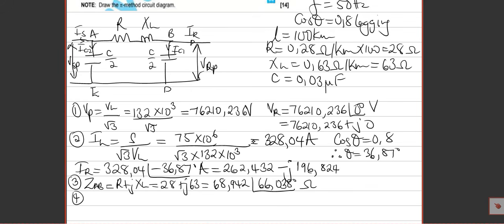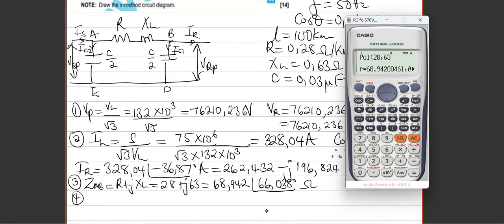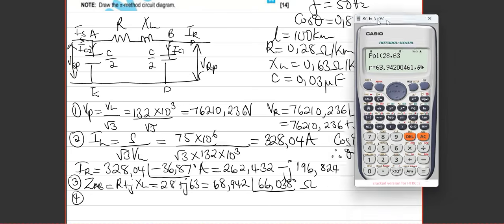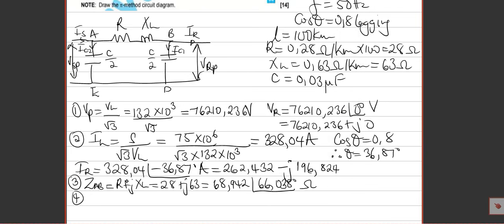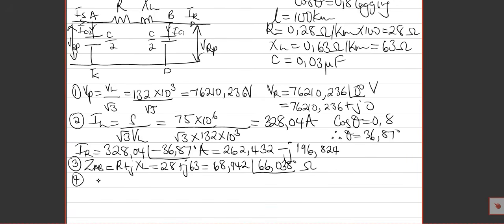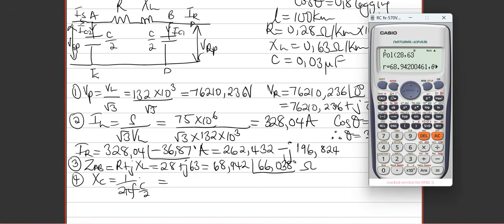Step number 4 is for me to find the impedance between A and E, which is the same as the one at BD. For that impedance, I need to find XC. So we are about to test what we were talking about earlier on. For XC, you're saying XC equals 1 over 2 pi F, and this is supposed to be C over 2. Let's test and see our value for the capacitor.